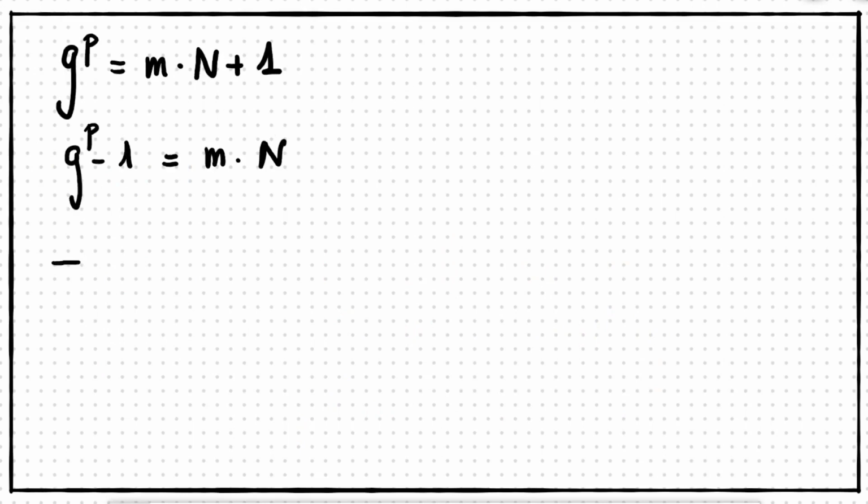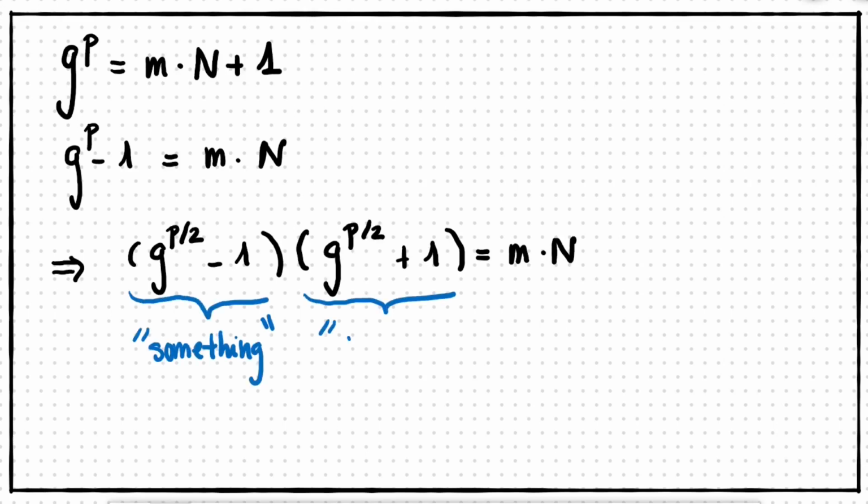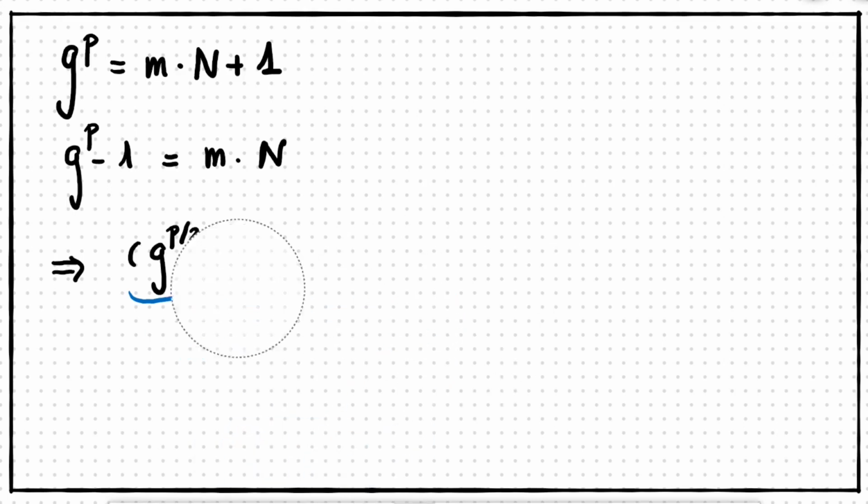Now, we can rewrite the equation in the following way. (g^(p/2) + 1) times (g^(p/2) − 1) equals m times n. By rewriting it in this way, we've done something quite remarkable. We changed our equation such that we have an expression in which a large number is made up of a product of two numbers. In other words, we have something times something is equal to a multiple of n, which is exactly what we're trying to find, factors of n.